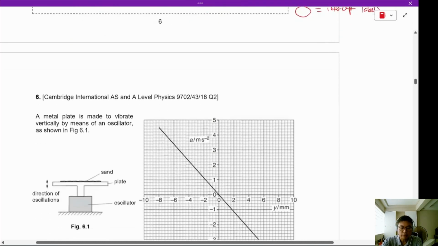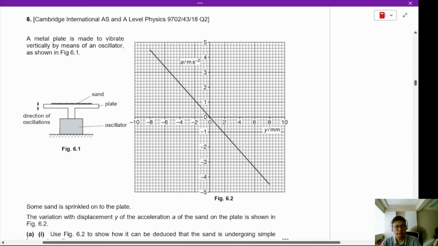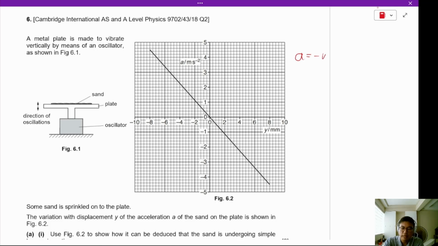Now let's take a look at question 6. Question 6 is about a metal plate with an object oscillating on top. You can take a look at this a-x curve. What does this curve tell you? This line is a equals minus omega squared x. So over here you've got to read: x naught is equal to 8 times 10 to the minus 3 meters.